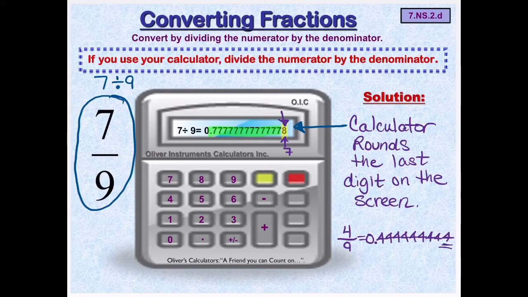So the reason that you don't see a 5 on your calculator screen sometimes, or another number that goes up, is because the numbers aren't bigger than 5. They're not 5 or bigger, I should say, 5 or greater.